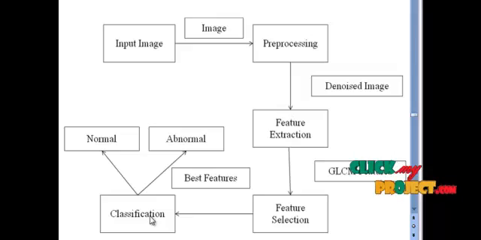The KNN classifier is a non-parametric method for classifying objects based on the closest training examples in the feature space. In KNN, the function is only approximated locally, and all the computation is deferred until classification. The KNN algorithm is one of the simplest of all the machine learning algorithms. So using that, we are classifying the images into normal and abnormal.